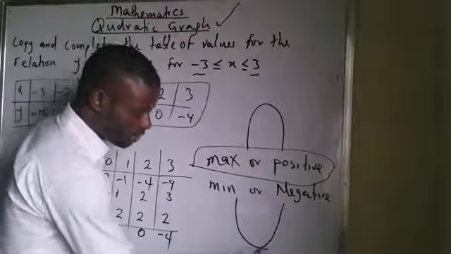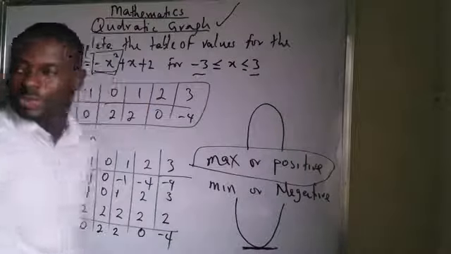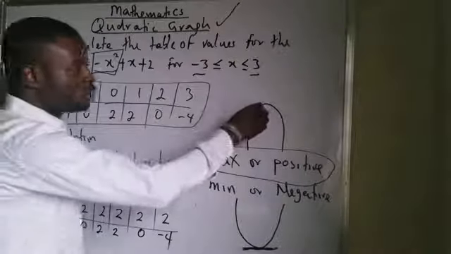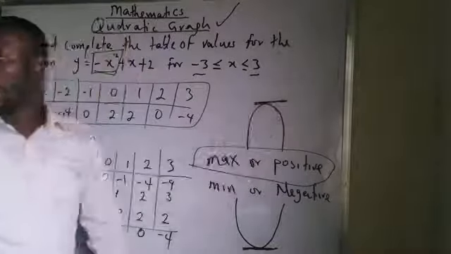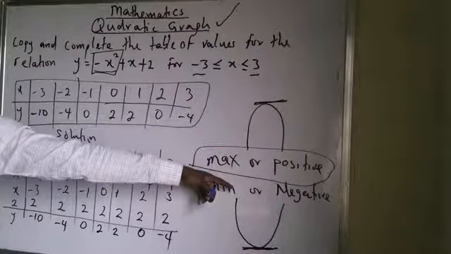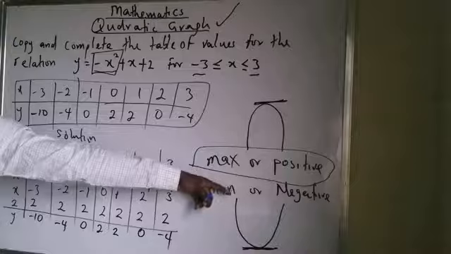Now look at this. The turning point here will be negative. Do you get me right? The turning point here will be what? Positive. Now, the turning point determines the what? The nature of the what? Of the graph. Do you get me right? Are you getting what I'm saying now?